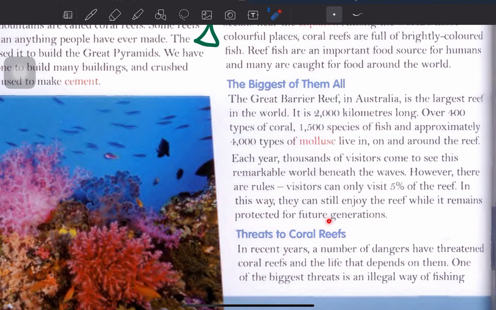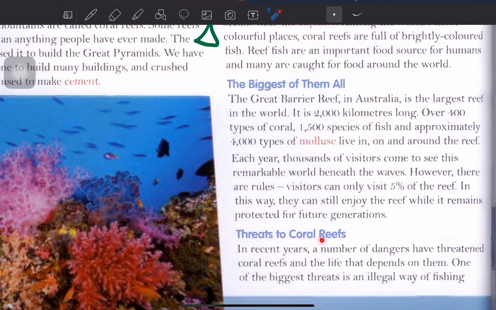Who are the future generations? You are the future generations as well as your kids and your daughters and the son of your kids. Okay, next. Threats to coral reefs.